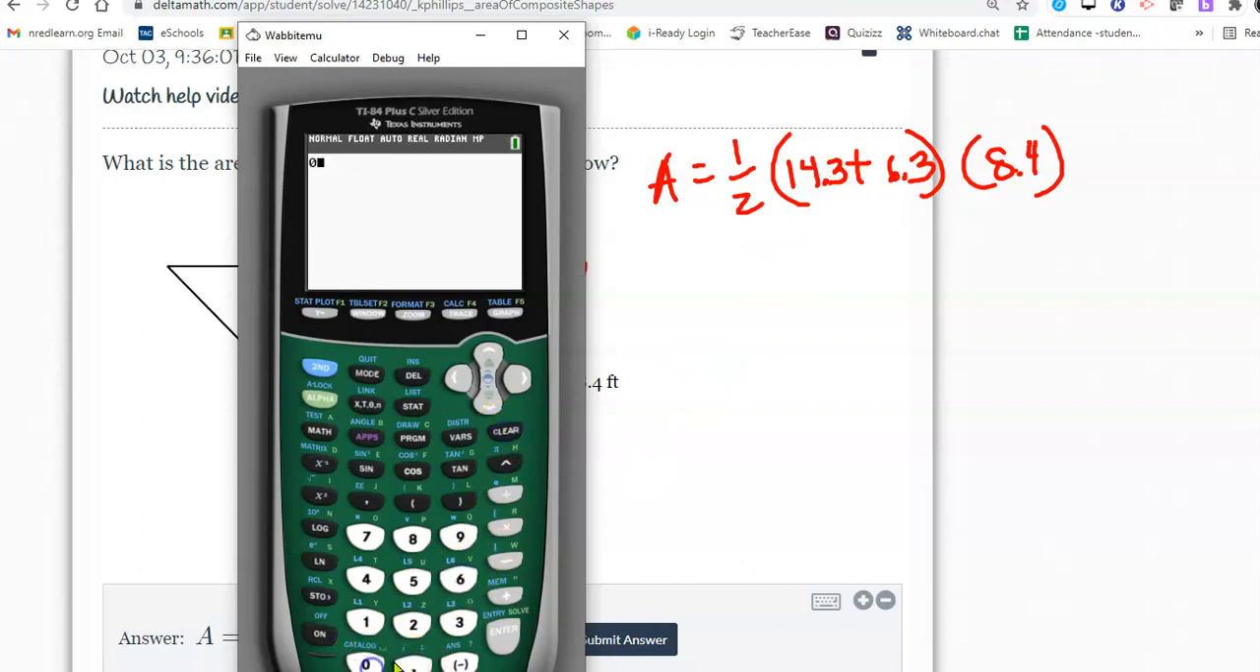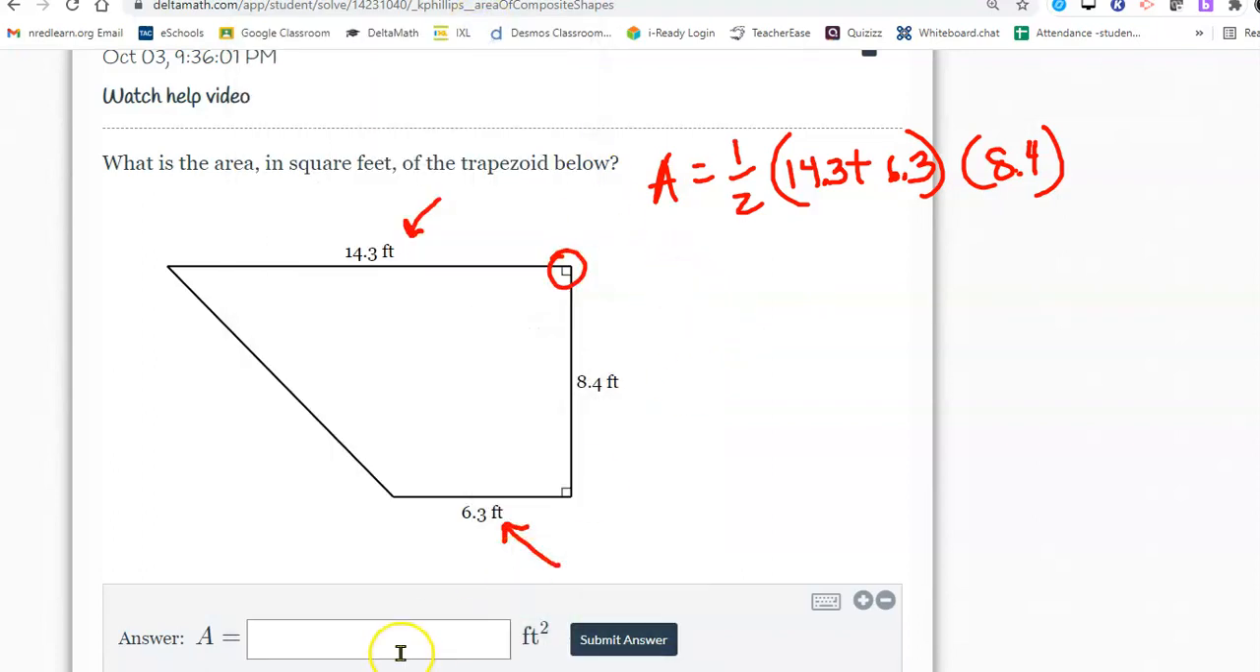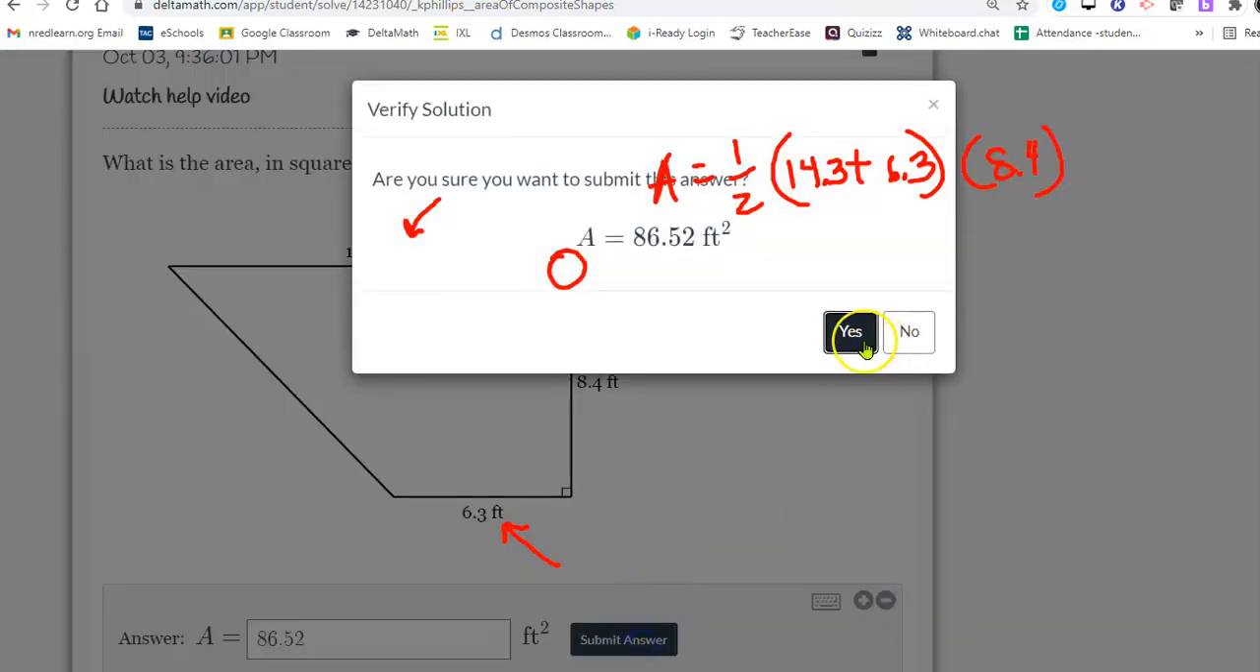Or I can just type the math problem as I see it. 0.5 times parentheses 14.3 plus 6.3. Then don't forget to times it by the height, 8.4. Final answer, 86.52 square inches.